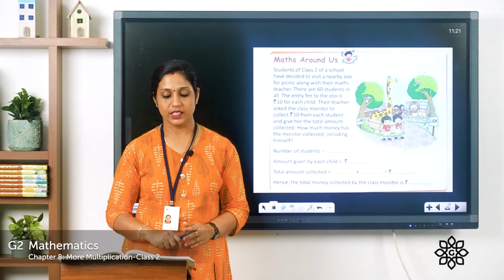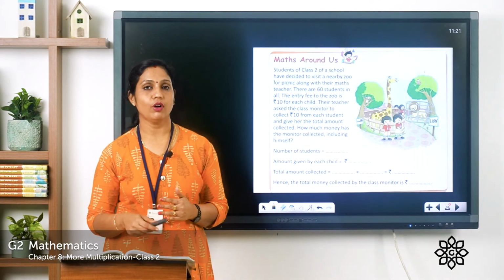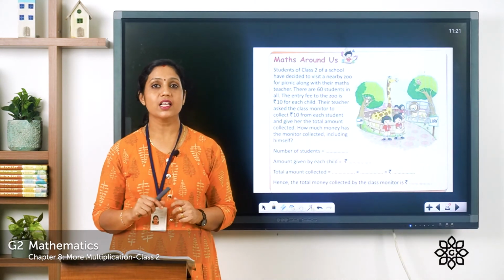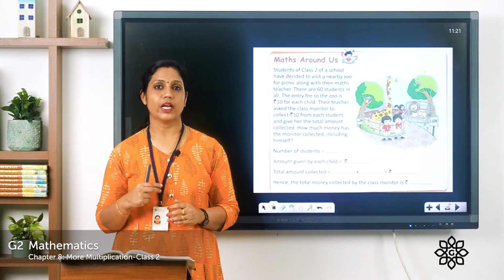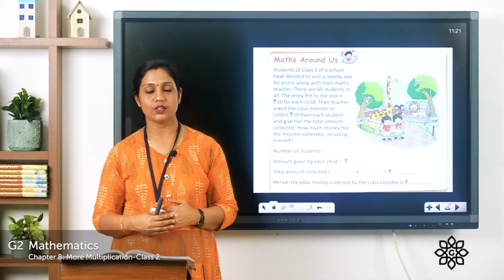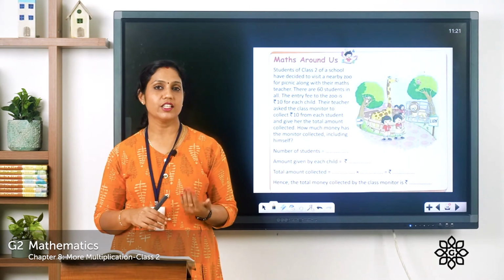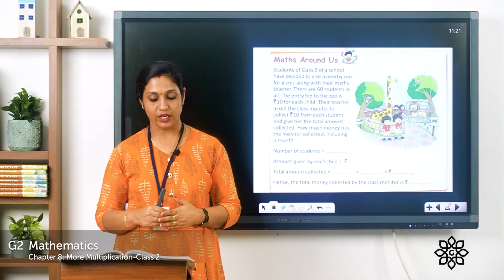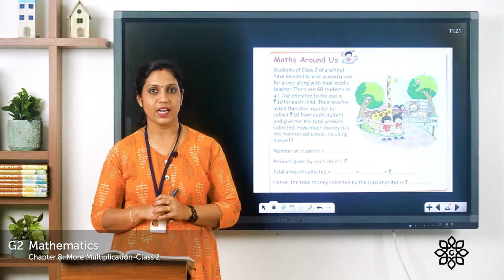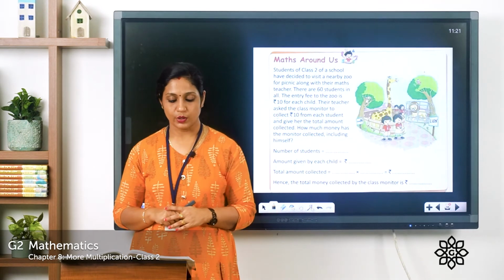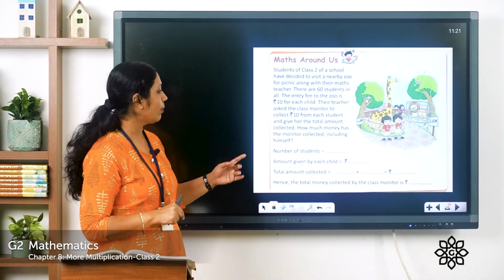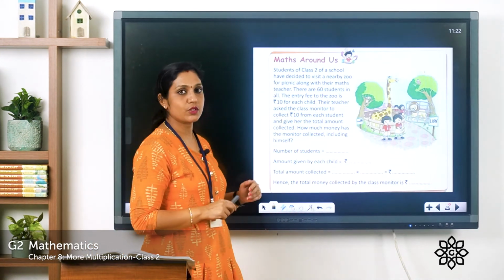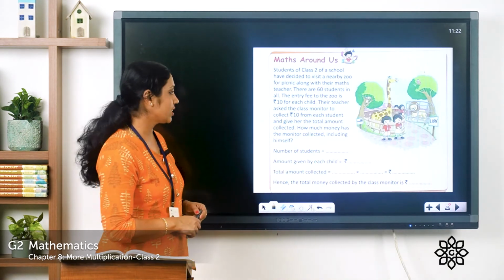So here you have a question. Students of class 2 have gone to visit a nearby zoo along with their maths teacher. In total there are 60 students, and the entry fee for the zoo is ₹10 for each child. The teacher asked the monitor, that is the leader, to collect money from each child. So we have to find out how much money the monitor has collected. You have some questions below. You can see number of students. There are 60 students, you can see in the question itself. So the total number of students is equal to 60.